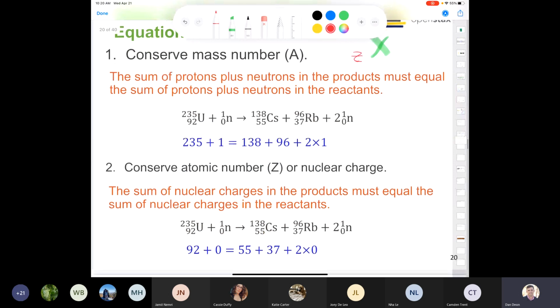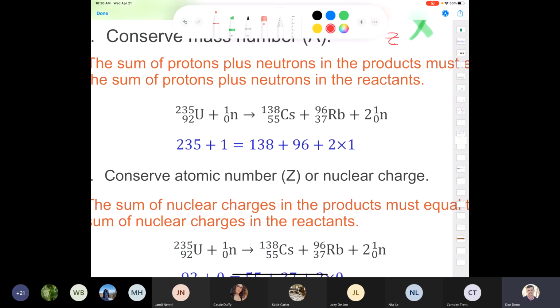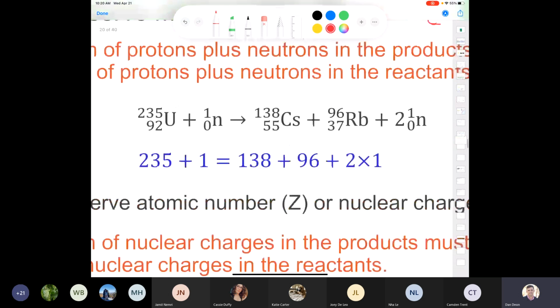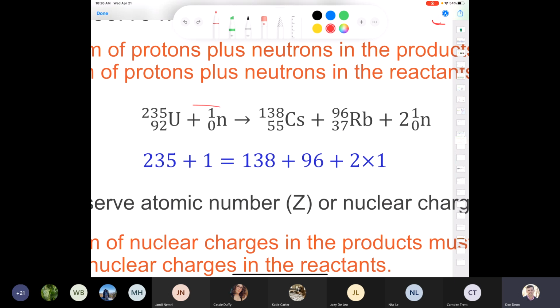So that means the sum of protons and neutrons in the products has to be equal to the sum of the protons and the neutrons in the reactants. Look at this complicated reaction here. You take uranium-235, you combine it with one neutron, and you get cesium-138, rubidium-96, and 2 neutrons. Holy cow, that looks really complicated. Well, let's tally up the total of the mass numbers that are on here. 235 plus 1 gives us 236.